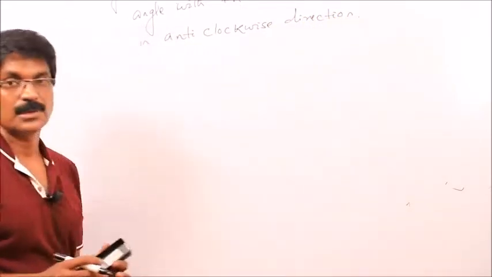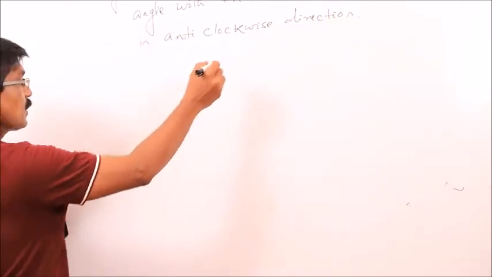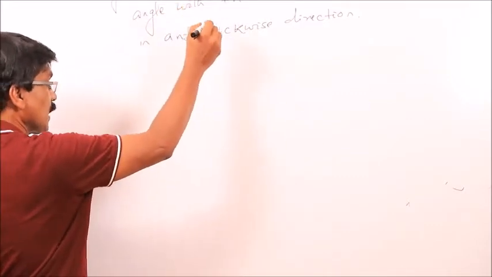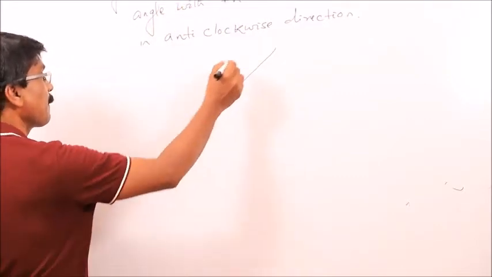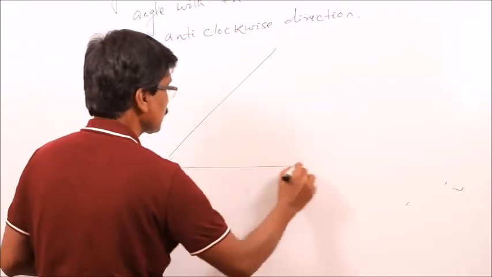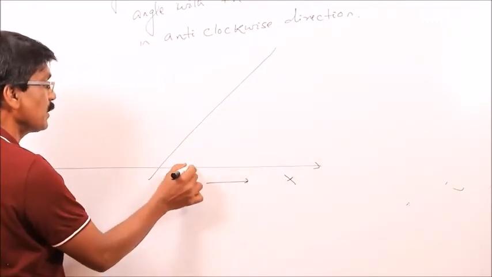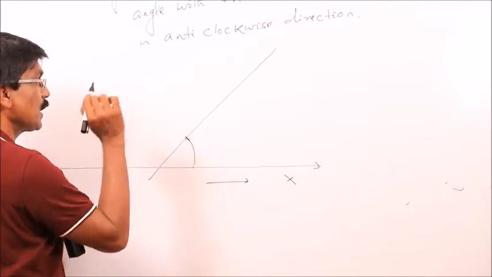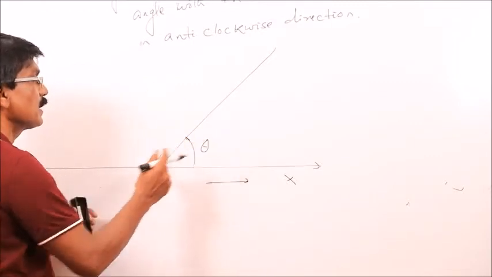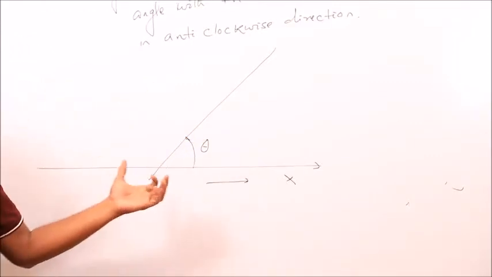So, that is called angle of inclination. Suppose we have a line and this is x axis. So, this is called positive x axis, and if we consider with anti-clockwise direction, then theta is called angle of inclination.